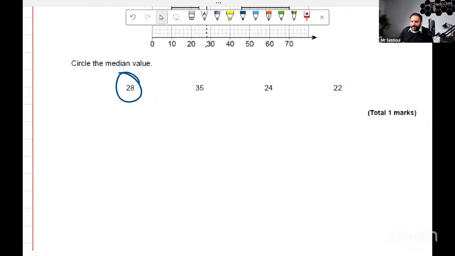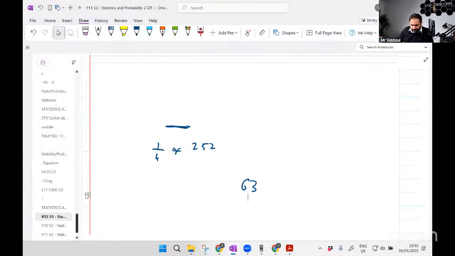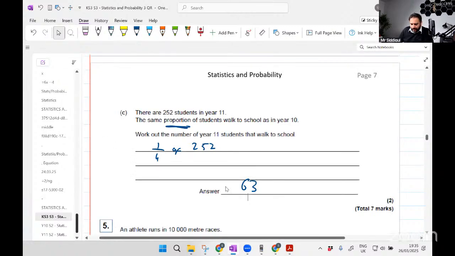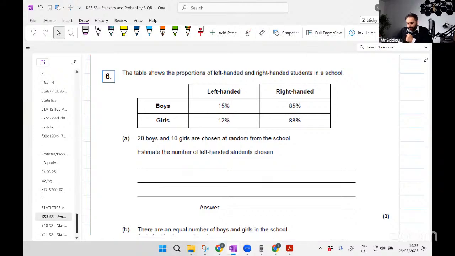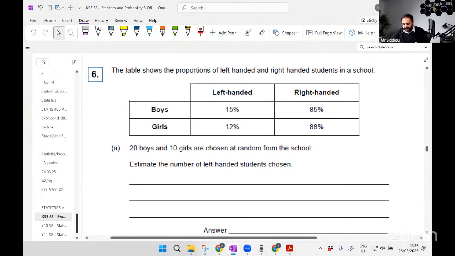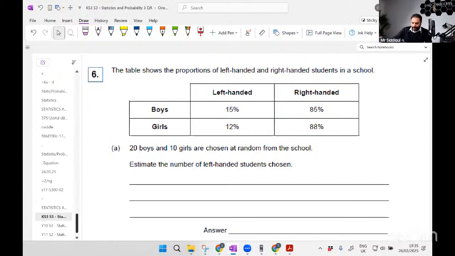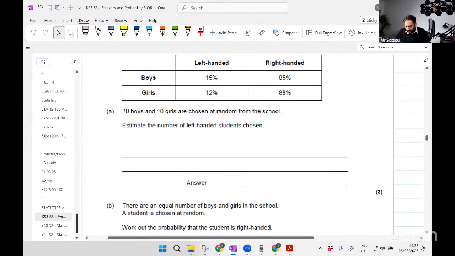Right, let me go back and do year 9, question 6, and I presume you mean question 10 as opposed to year 10. Question 6. The table shows the proportion of left-handed and right-handed students in a school. 20 boys and 10 girls are chosen at random from the school. Estimate the number of left-handed students chosen. It's a tricky question.